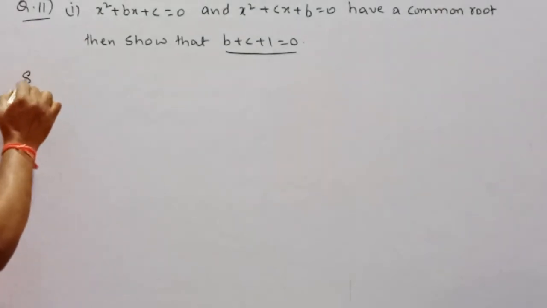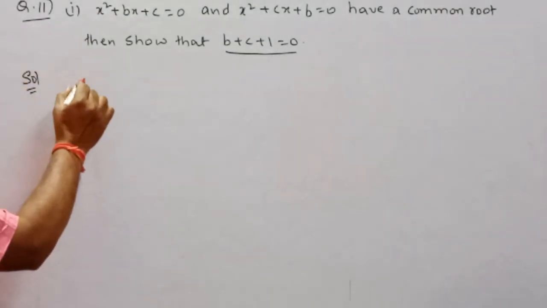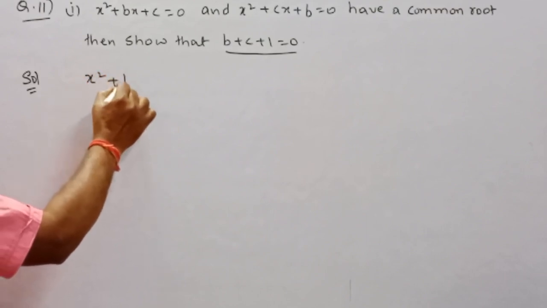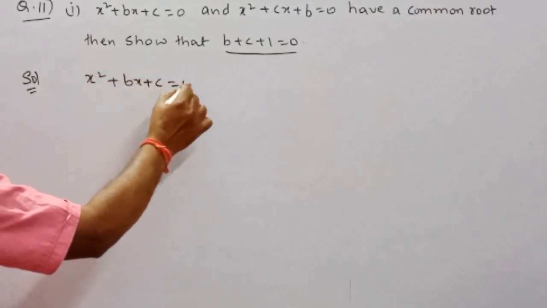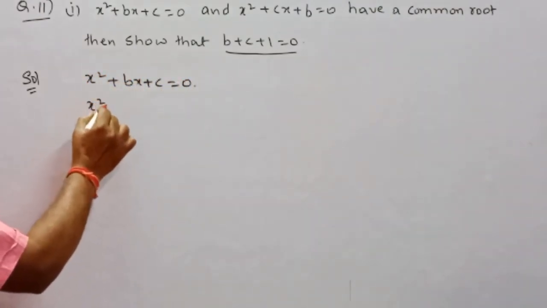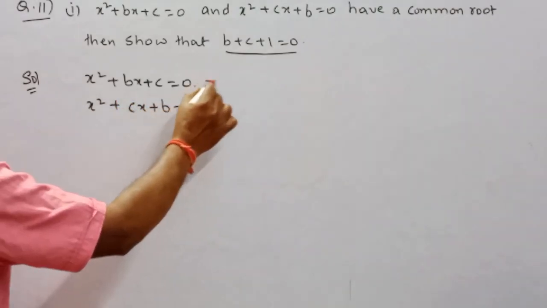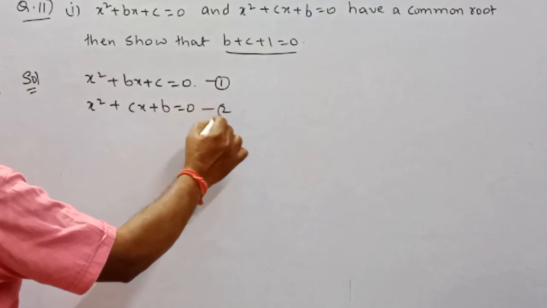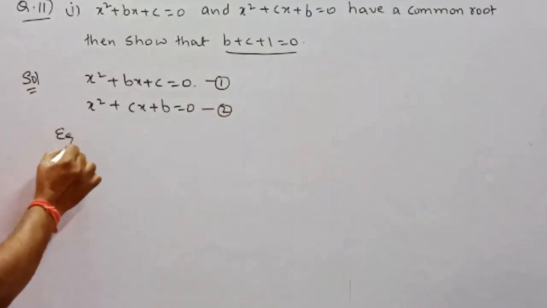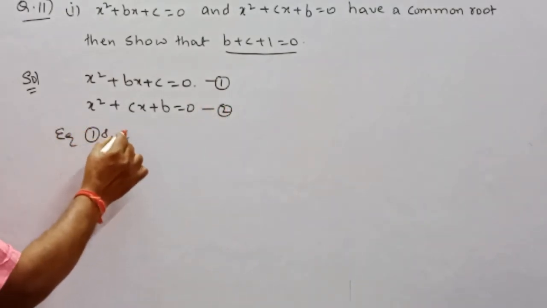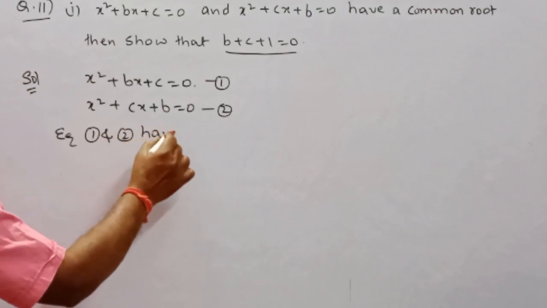So you see here we have the equations x square plus bx plus c equal to 0 and x square plus cx plus b equal to 0. This is equation 1 and this is equation 2. Equations 1 and 2 have a common root.